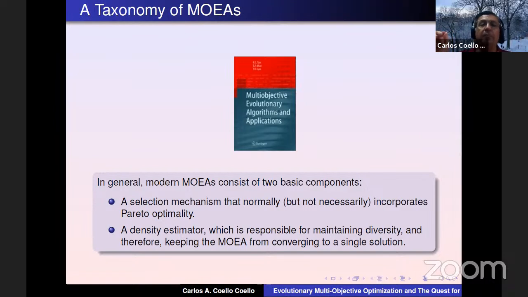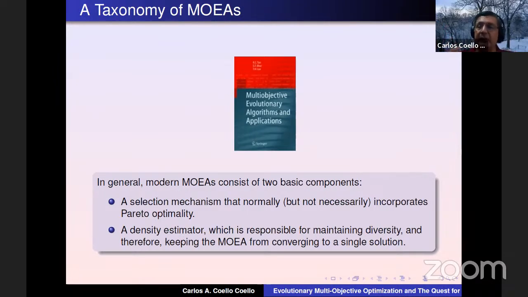...is based on Pareto optimality or something equivalent to Pareto optimality. Indicator-based algorithms, in theory, should not rely on Pareto optimality, but on a performance measure. And I will explain that in another slide. The second component is something we call the density estimator.